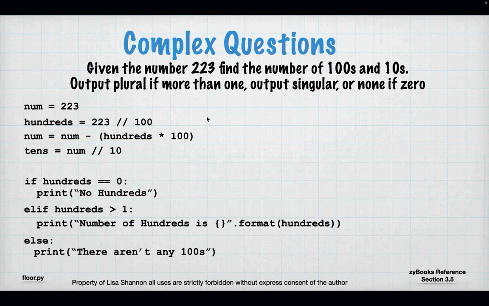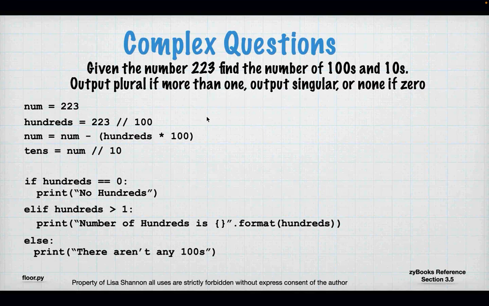So I have a number, it's 223. I want to know the number of 100s in 223. So to do that, I will have 223, the floor operator, 100, and it will give me the number of 100s. Now, I need to figure out the remainder, and this is why modulo doesn't work, because modulo doesn't really give us what we want. I'm going to have num equal num minus hundreds times 100, which will give me 23 back. And then I'm going to say tens equal num floor 10. Sorry, I said modulo, it should be floor.